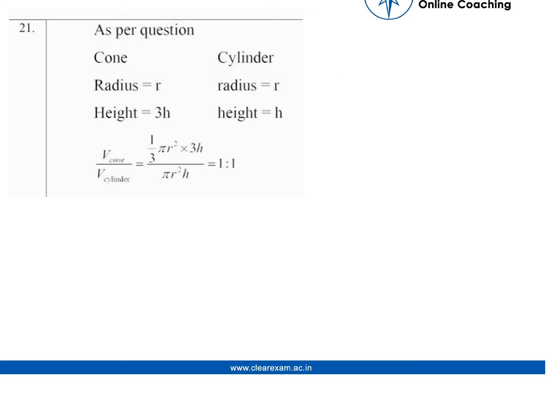So we just need to calculate the volume and divide the volume of the cone by the volume of the cylinder. Since the radius of both the figures is the same, we can just cancel out the radius part and the h part. We cancel pi as well, and so we are left with 1 by 3 into 3. So 3 will cancel out 3. So the ratio we get is 1:1. So the correct answer for this question is 1:1.